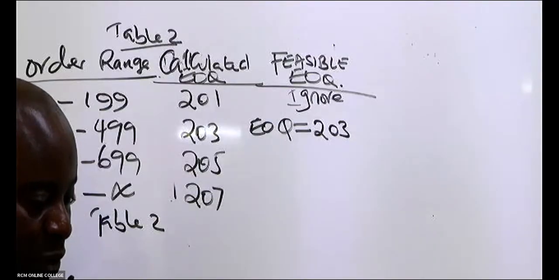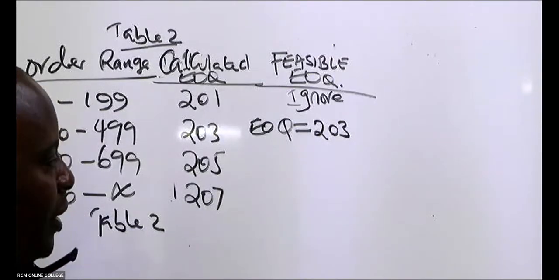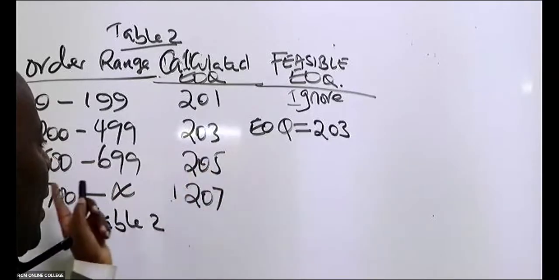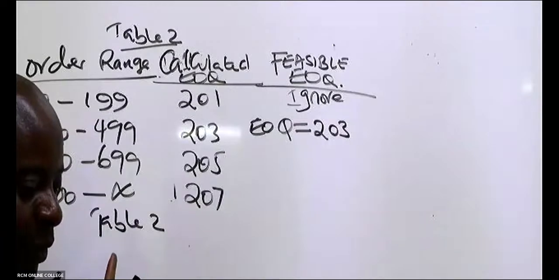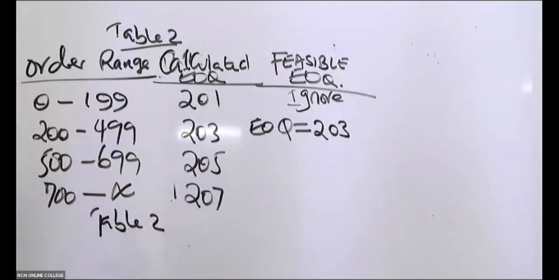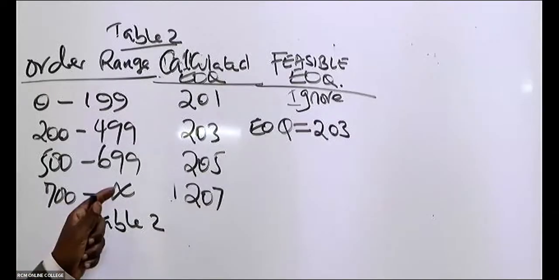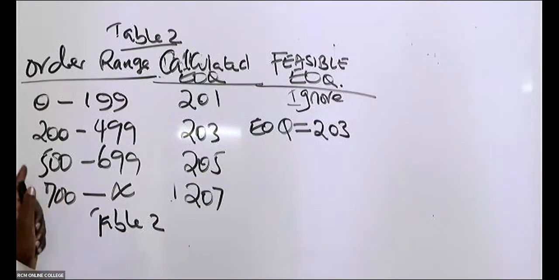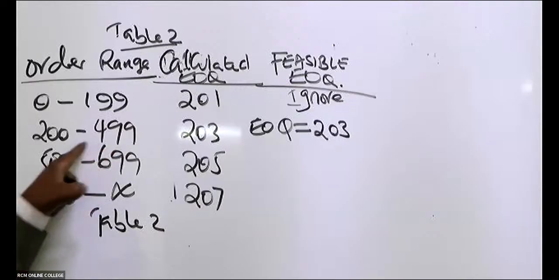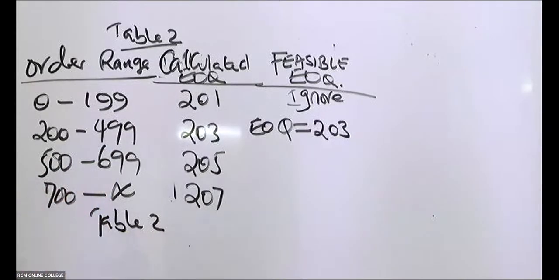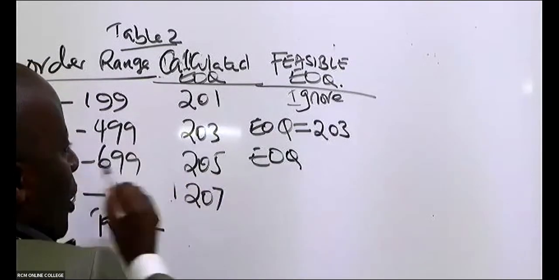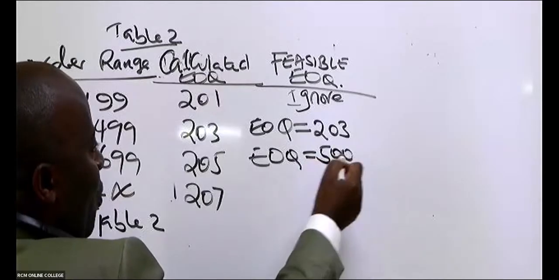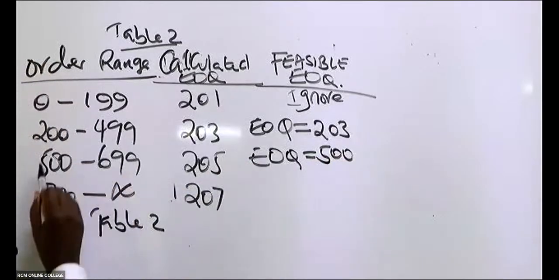Evaluate using that EOQ. Now, 205. Where is 205? 205 is below this range. When 205 is below this range, what are we told? This is a dwarf. So for the dwarf, what do we do? We evaluate the minimum quantity here. So in this case, the EOQ to be evaluated, because you are a dwarf and below, you shall evaluate 500. You evaluate the minimum here.